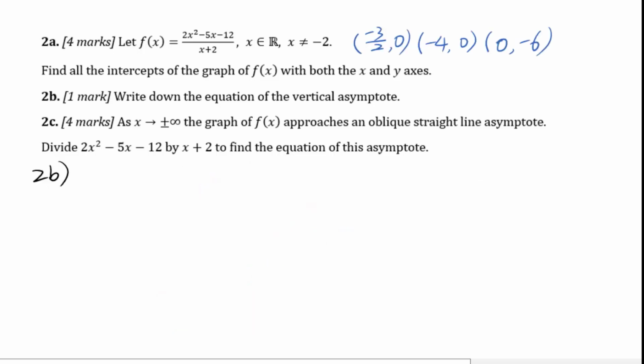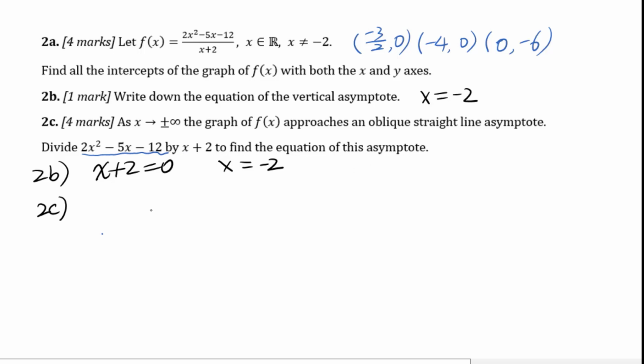Let's go to 2b. Write down the equation of the vertical asymptotes. For vertical asymptotes, we will make the denominator equal 0, which means x plus 2 equals 0. X equals negative 2. As x approaches positive and negative infinity, the graph of f of x approaches an oblique straight line asymptote. Divide 2x squared minus 5x minus 12 by x plus 2 to find the equation of these asymptotes.